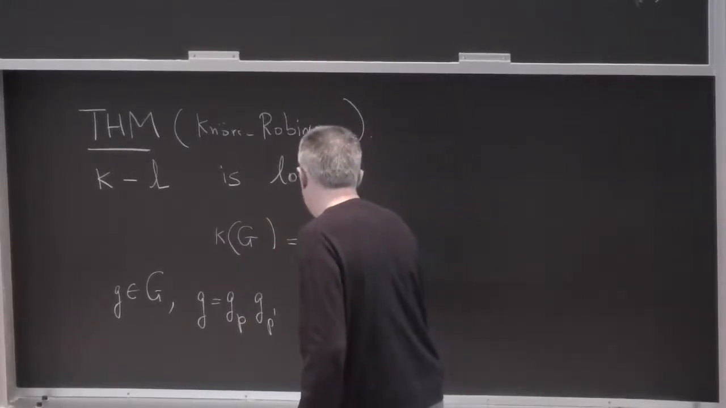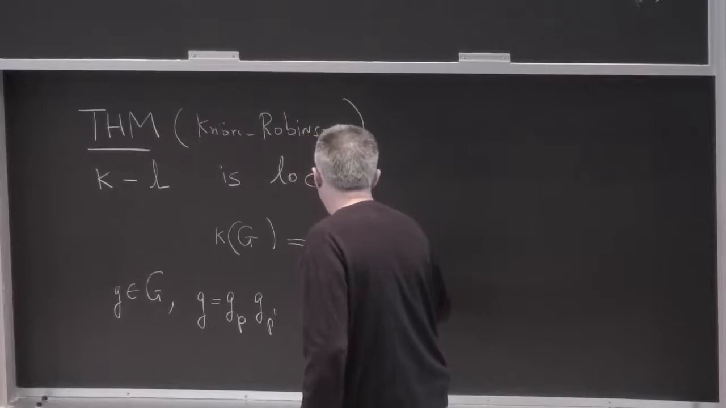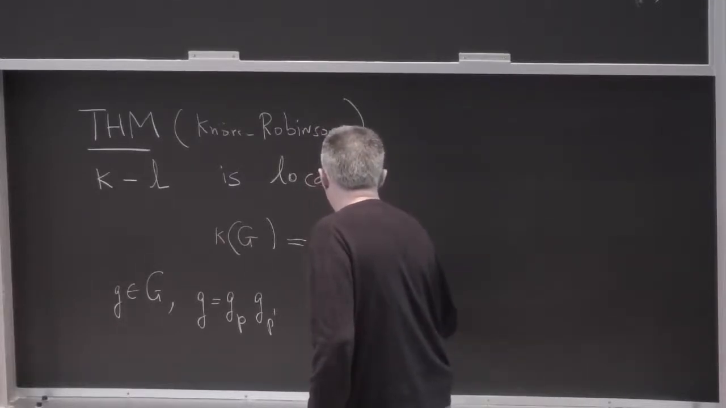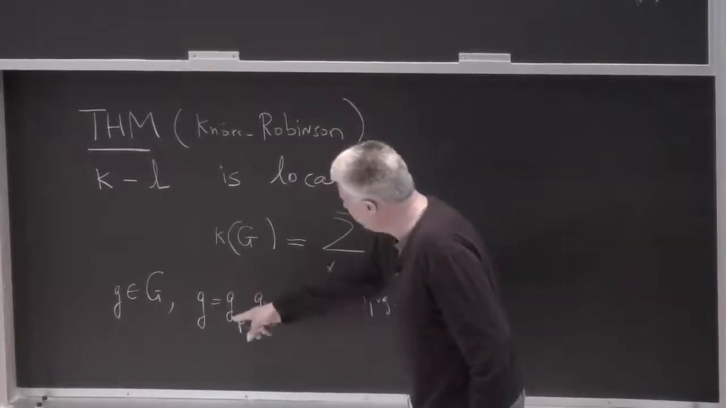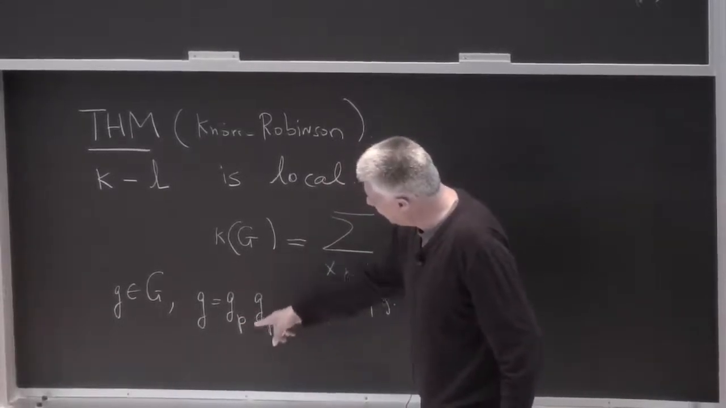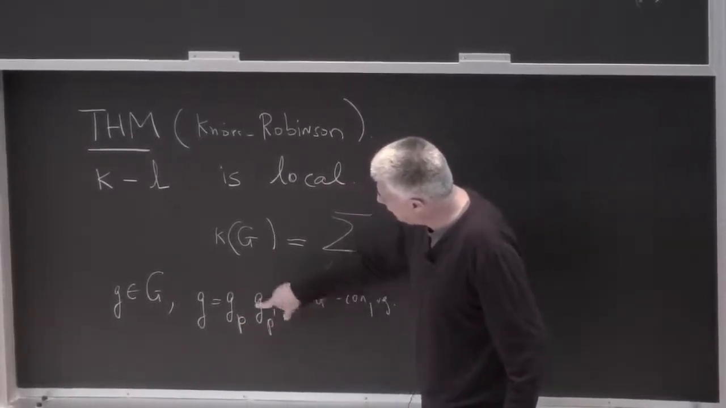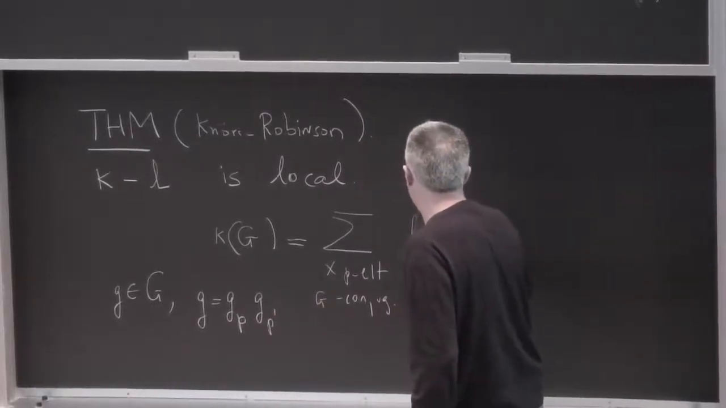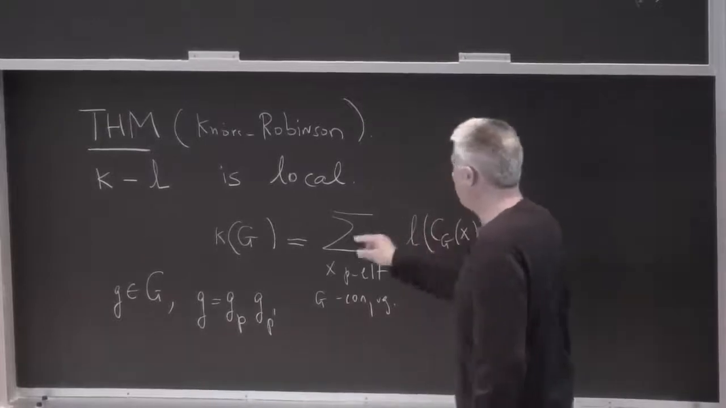So you take G-conjugacy classes of p-elements. And then you fix the p-element, and then you need p-regular elements that commute with your p-element. So this is l of the centralizer of x. This is elementary group theory.